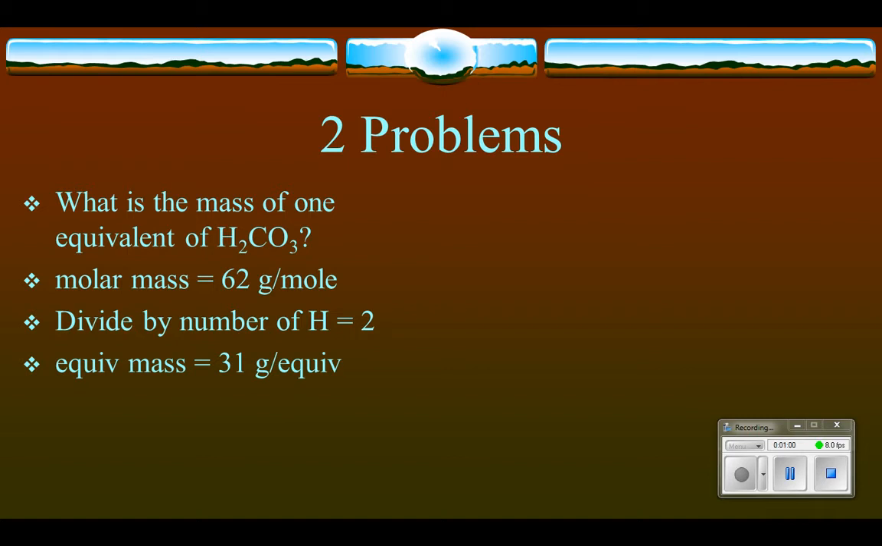And so that's all there is to finding the mass of an equivalent. You find the molar mass, you divide by the number of hydrogens. If it had been a base, what would we do differently? We would just divide by the number of hydroxides.